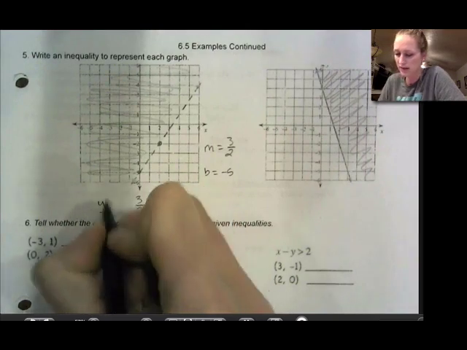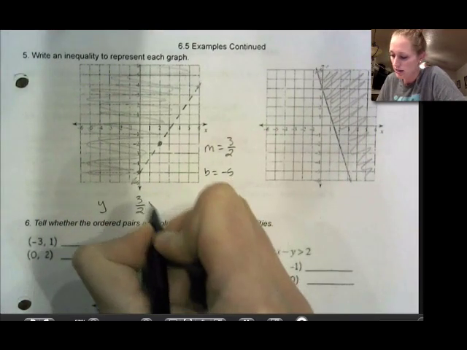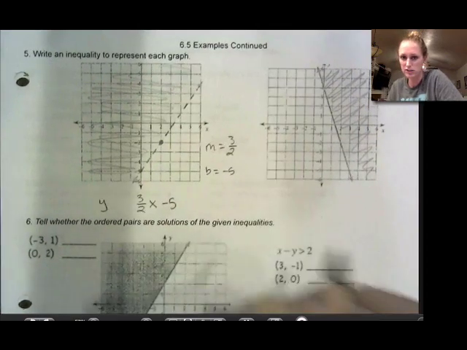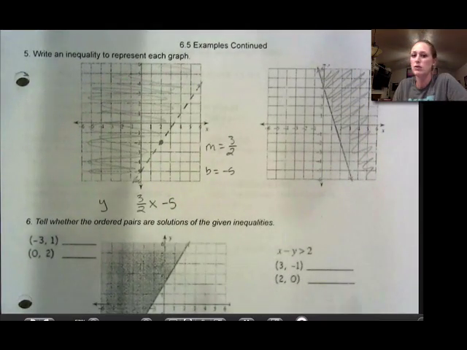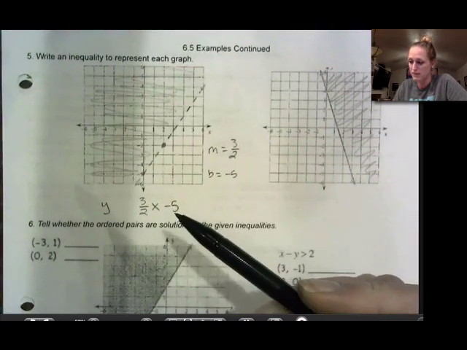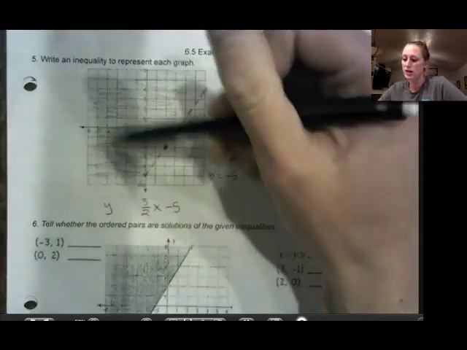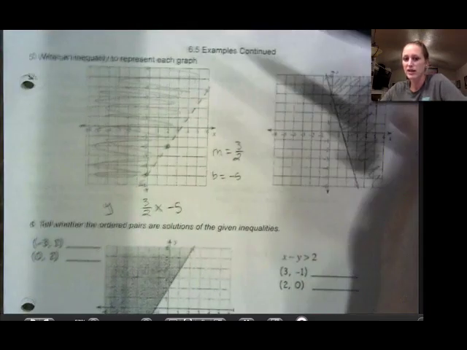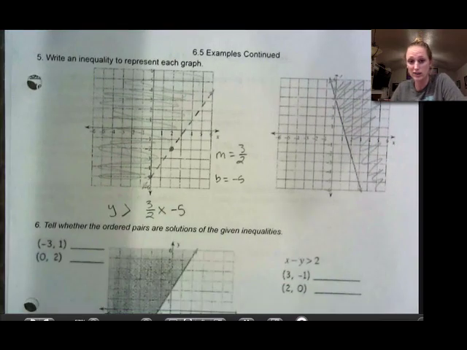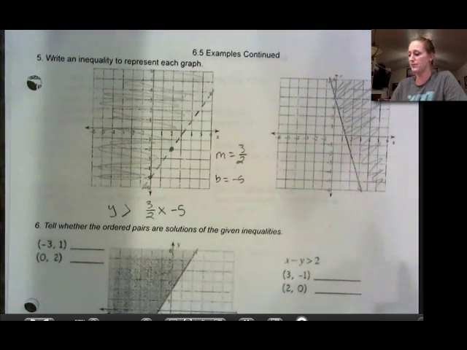I'm leaving this spot blank for my inequality symbol. Is my slope, and then my y-intercept is -5. So I know that part's good to go. Now I just need to figure out which symbol to use. So it's dotted, so I know it's not an or equal to symbol. And then my graph is shaded above. Anytime it's above the line, it is greater than or equal to. In our case, just greater than, since it is a dotted line.